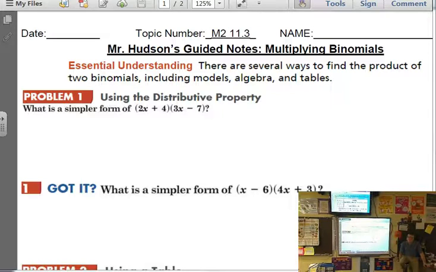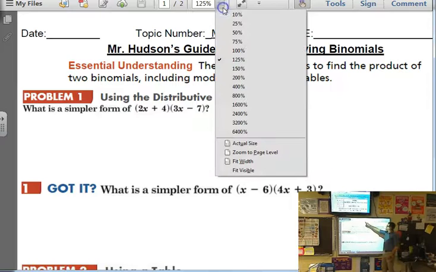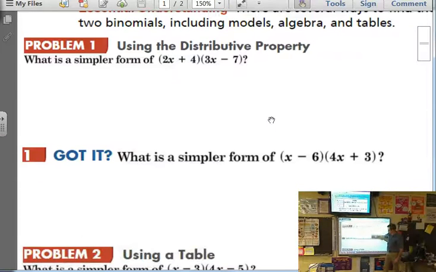So when we talk about the FOIL process, up here on the TV you can see it's really just first, outer, inner, last. It works really nice with binomials, and your outer and your inner are going to end up being like terms as long as the binomials are both in the same form, which is exactly what we have in problem 1 here. So we want to work through this, and let's just be real formal to start. Let's go ahead and write out an F, O, I, and L.